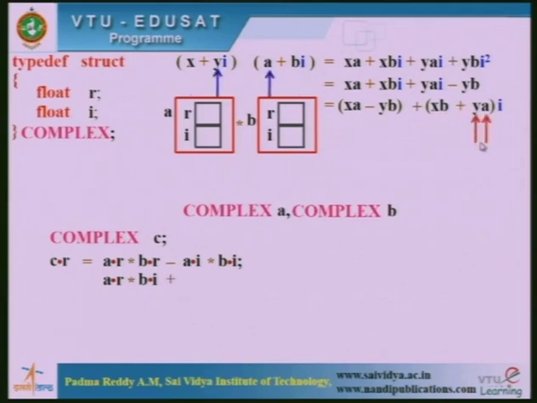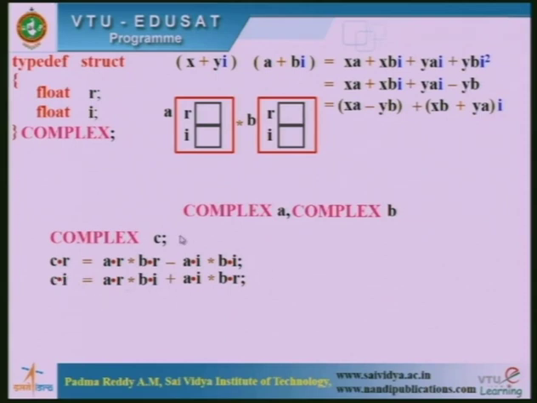Now tell me how you access ya. What is ya here? The imaginary part of the first number and the real part of the second number. So how do you access the imaginary part of the first number? a dot i. So here I write a dot i into what? a is the real part of the second number. If a is the real part of the second number, how do you access the real part of the second number? b dot r. So that is the reason we have b dot r. And the result has to be copied into which variable? c dot i. So that's all.